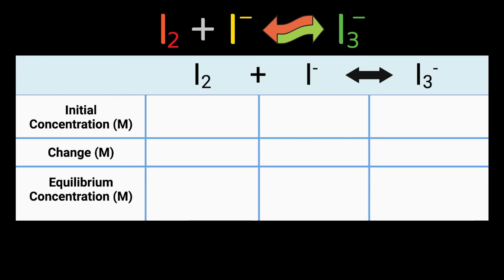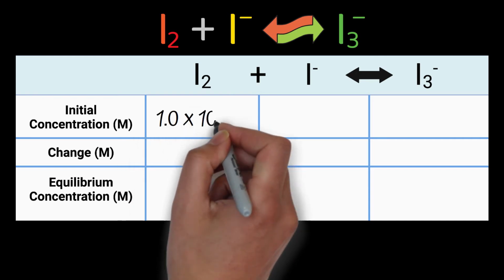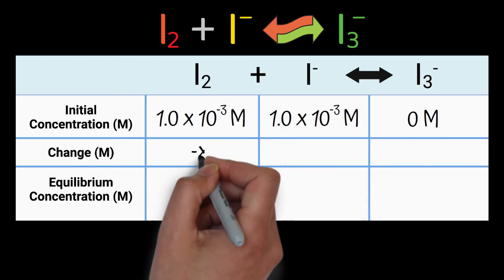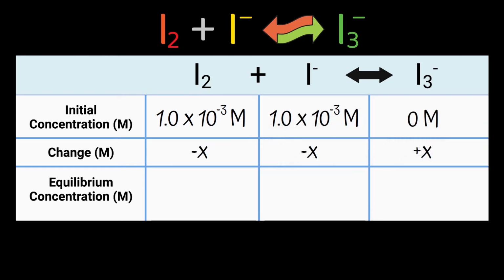Aqueous diatomic iodine can react with iodine ions to produce triiodide ions. The Kc for this reaction would be represented by the concentration of I3- over I2 times I-. If the initial concentrations of I2 and I- are 1 times 10 to the minus 3 molar, let's fill in an ICE table with what we know from the starting conditions. These are based on the one-to-one stoichiometry of the equation. So the concentration of I2 and I- will have a negative X change, and the concentration of I3- will have a positive X change.